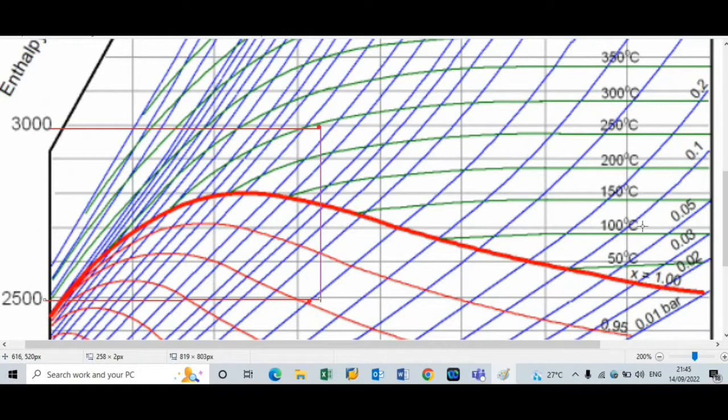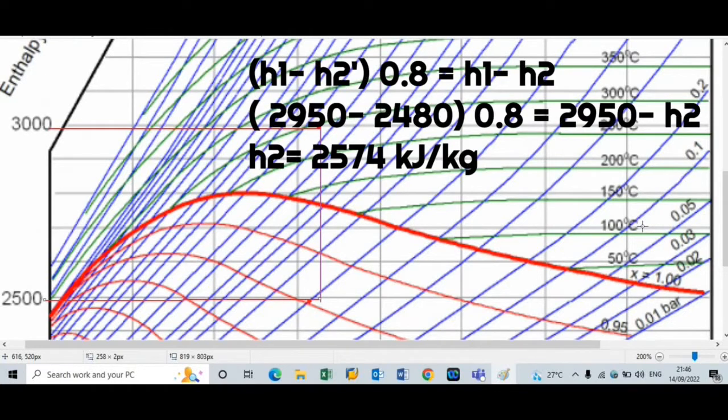Now we have to note down this H1 as well as H2. Now isentropic efficiency is given, that is 0.8. So with this isentropic efficiency, how to find out the value of H2? For that we have the formula, that is (H1 minus H2 dash) multiplied by isentropic efficiency is equal to H1 minus H2. So we will put the value of H1 and H2 dash. Now only one unknown value, that is H2, and H2 is equal to 2574 kilojoule per kilogram.